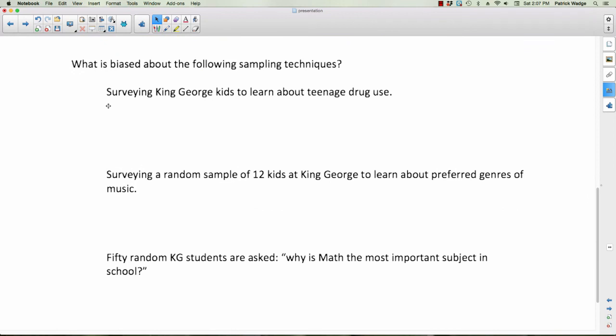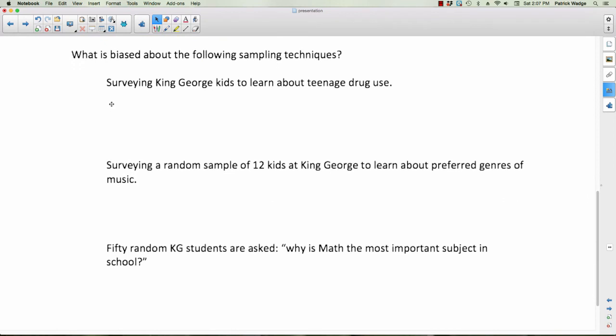All right, what's biased about the following sampling techniques? Number one, we survey King George kids to learn about teenage drug use. Well, there's a couple things I don't like about that. One is we're only asking King George kids to give us answers, and then from there we're going to talk about teenage drug use in general. That's pretty biased if we're only talking about King George kids. So I would say it's not representative of all teenagers.